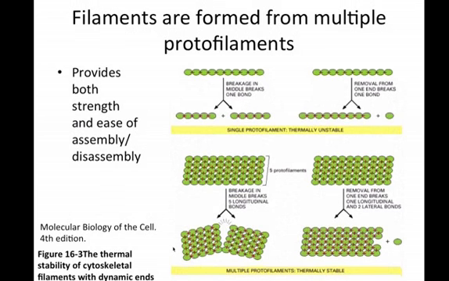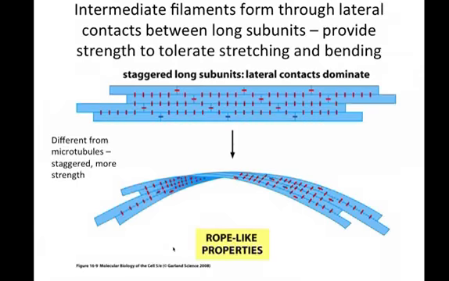Okay. So these filaments are formed from multiple protofilaments, so you get these polymers forming from individual subunits. This allows for strength and ease of assembly and disassembly. Because imagine if you didn't have this ability to assemble where you're needed and then disassemble and go somewhere else. Imagine dragging around a huge microtubule through the cell. It seems like it's not as effective.